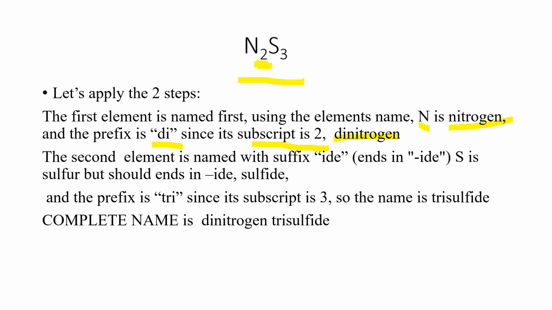Now the second element is named with suffix IDE. So S is sulfur, but it should end in IDE, so sulfide. And as you can see, there are three subscripts. Therefore, the prefix is tri, since its subscript is 3. So the name is trisulfide. The complete name is dinitrogen trisulfide.